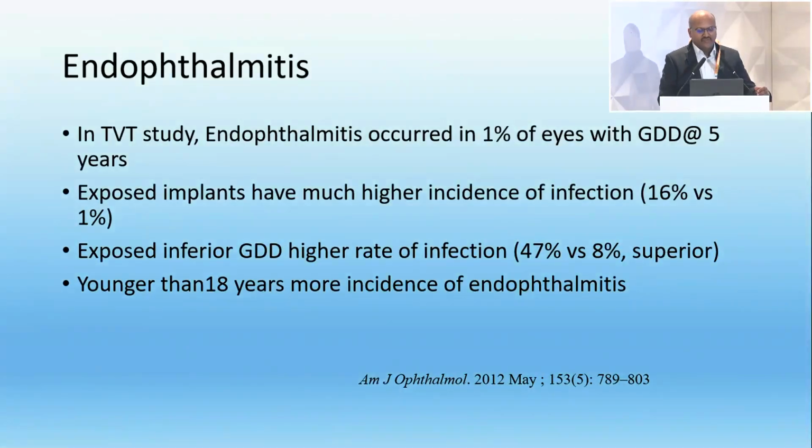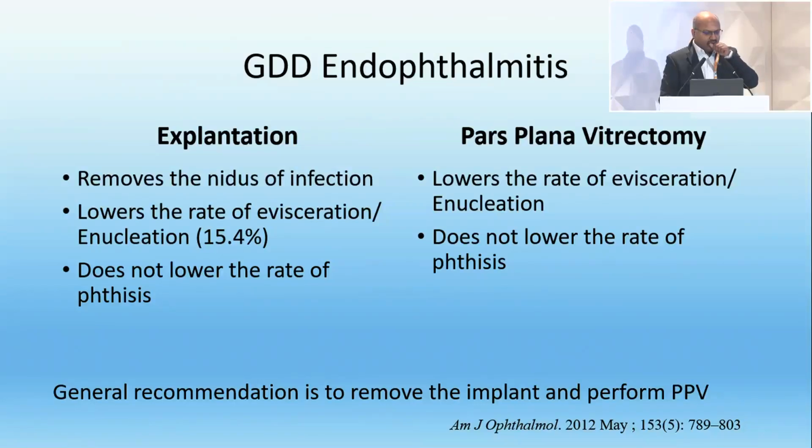Endophthalmitis is a serious complication. In the TVT study, as mentioned, it was 1% at 5 years. And exposed implants have a higher rate of infection, 16% compared to 1%. And exposed inferior GDDs definitely have a high chance of infection, 47% versus 8% in the superior. Younger patients aged less than 18 years have a higher incidence of endophthalmitis.